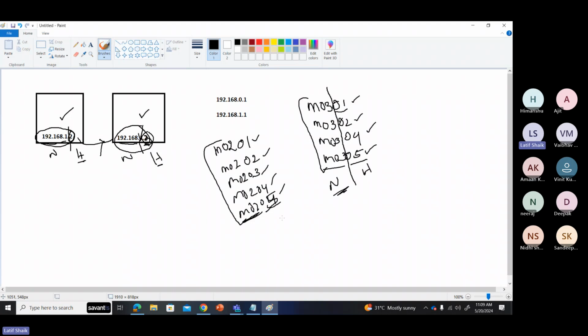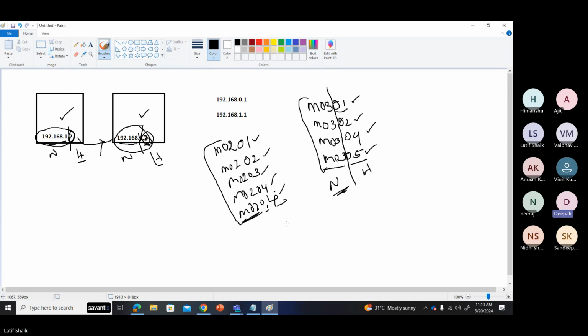Here, by mistake, I wrote a 4 and corrected it. But in case I put a 4 here instead of 5, what will happen? This is one simple part. What will happen?